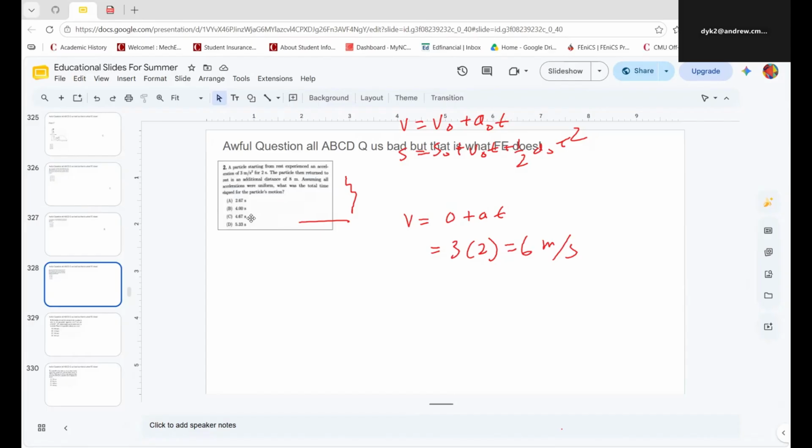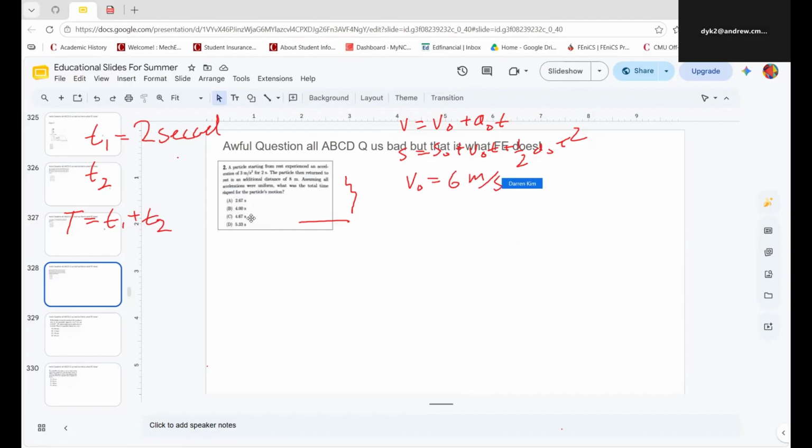We really don't know what t2 is, but I'm assuming what you have to do is use the second equation because that's the only thing they're giving. They're giving a displacement, okay, I think I kind of get what they're trying to do. So first of all, 2 seconds is used up. Remember that. Now we're dealing with t2, and the question is asking t total, which is equal to t1 plus t2. With that said, we're going to start with v0 equals 6 meters per second. That's the only information we really know.